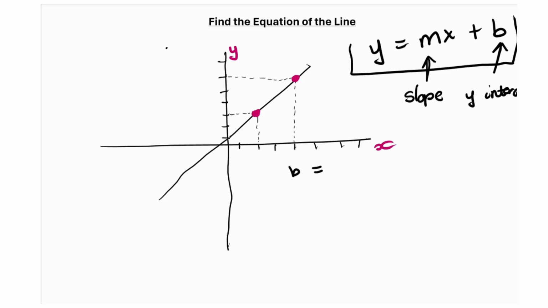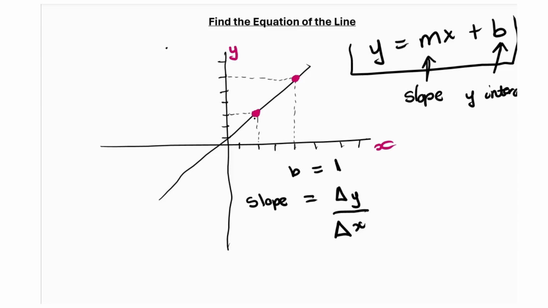b is equal to 1, so it's crossing the y-axis here, so that's 1. So now we're going to find the slope. So how do we find the slope? The formula for the slope is change in y divided by the change in x. So we have our 2 points here, and we want to use these 2 points to find our slope.